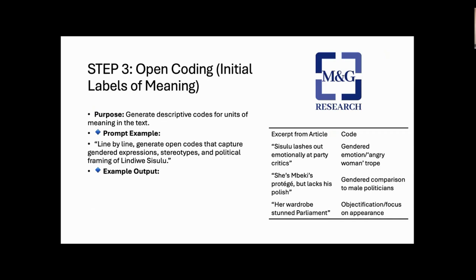Step 3, open coding, initial labels of meaning. Those of us who are familiar with Braun and Clarke's thematic analysis know this is what we call coding. So in this step, we are simply generating codes. We say to ChatGPT, the purpose of this step is to generate descriptive codes for units of meaning in the text. And here's my prompt: line by line, generate open codes that capture gendered expression, stereotypes, and political framing of Lindiwe Sisulu.